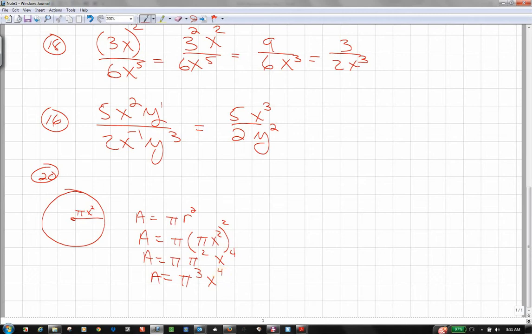Number 22 says the speed of Mercury is approximately, it's 226 million miles around the sun.